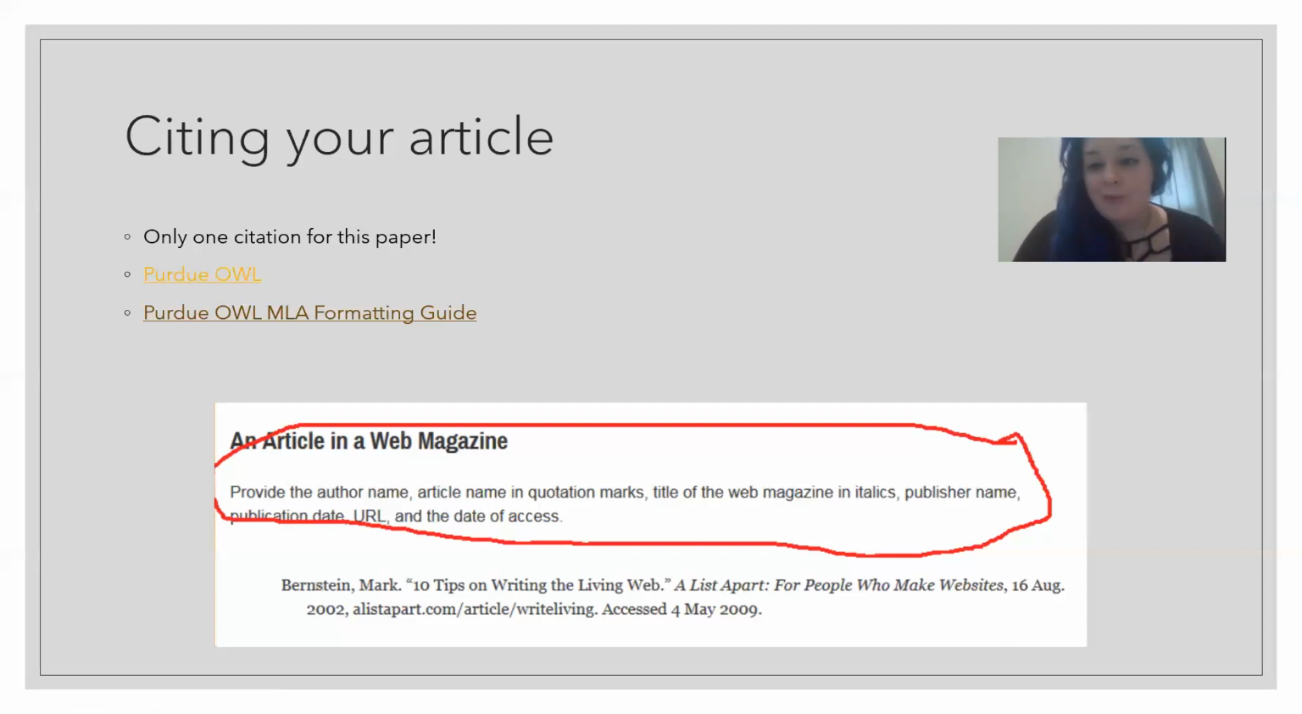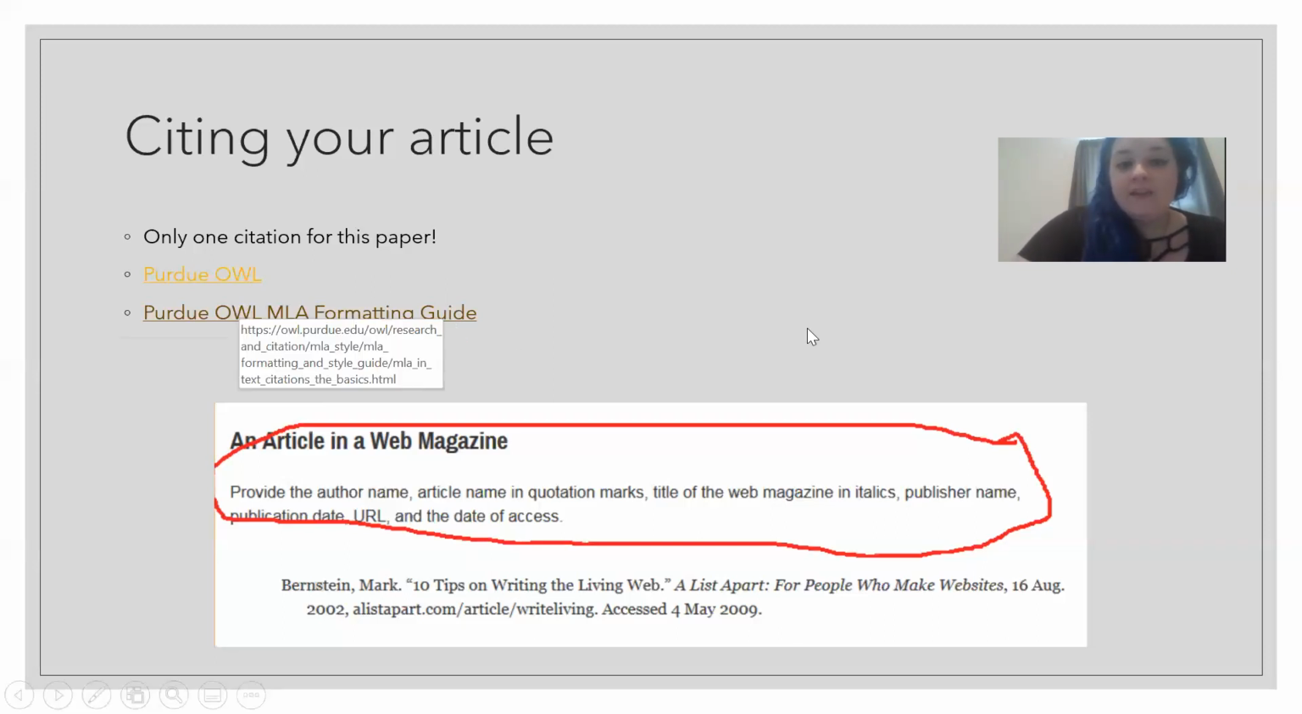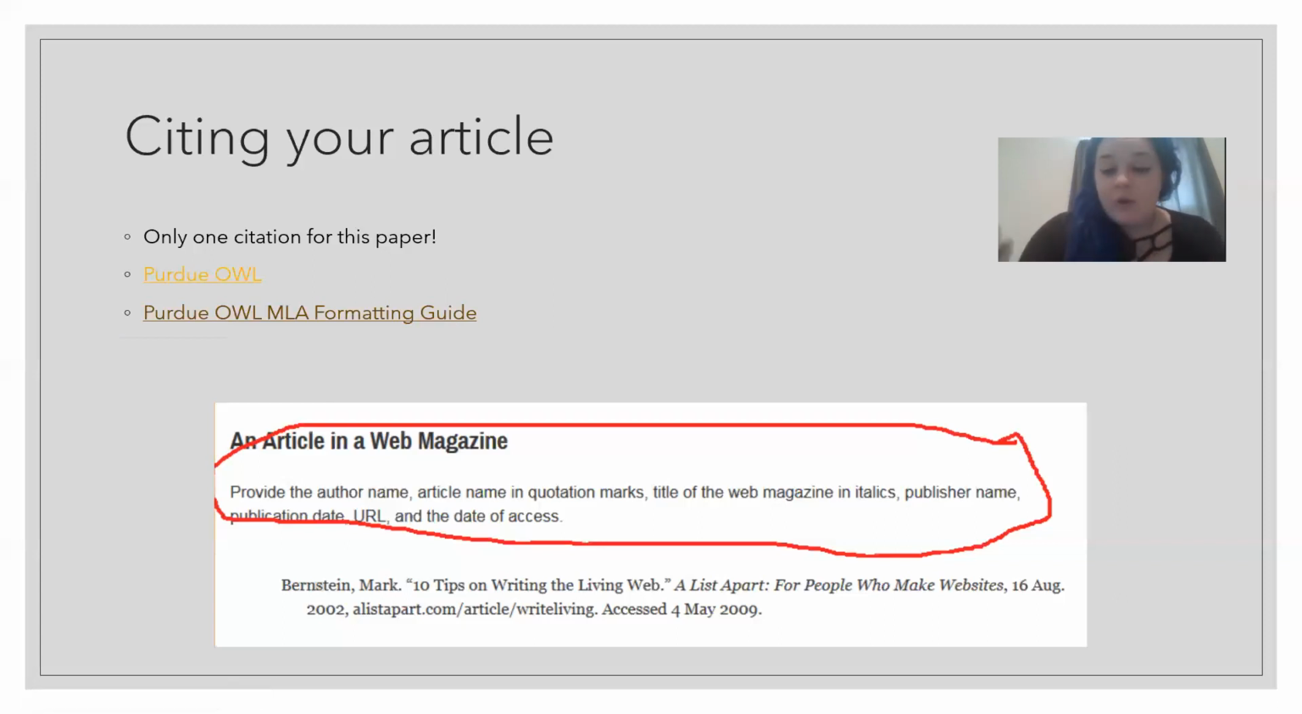I use Purdue OWL all the time when I cite things like tweets, for example. I don't often cite things like tweets, but if I were to cite one, I would have no idea how to do it. And I would go to Purdue OWL and I would see how to do it, because I don't do it very often, okay? The first link just takes you to Purdue OWL. The second link is directly to the MLA formatting guide. So the first one is if you just kind of want to browse around Purdue, but the second one is going to take you directly to what you need for this paper. But really what you need for this paper is this screenshot right here, okay? You just need to make sure you have that information on your works cited page.